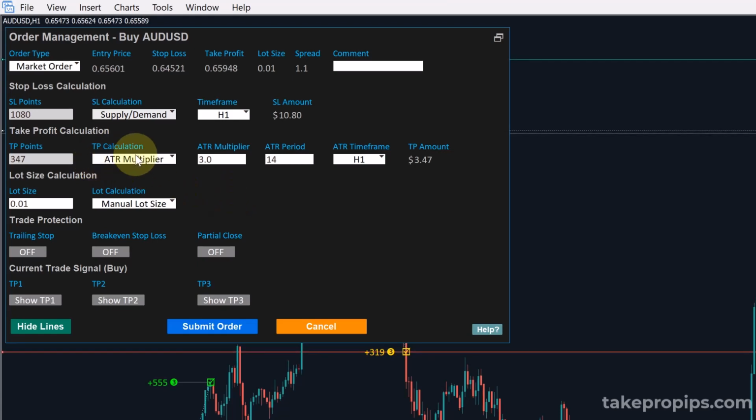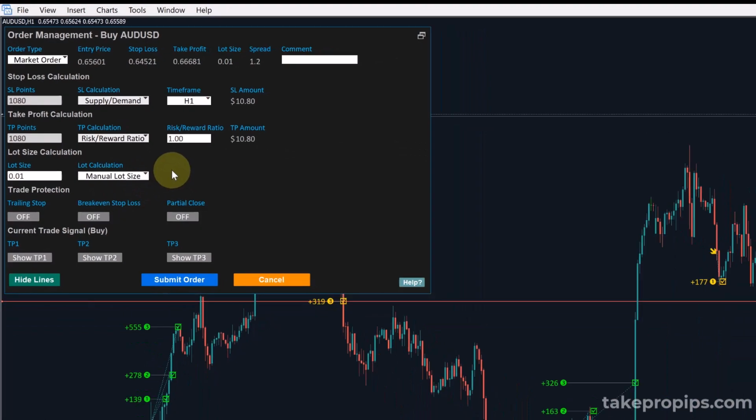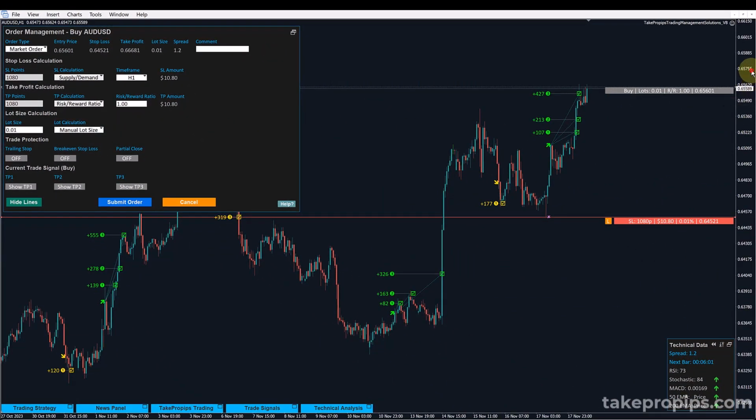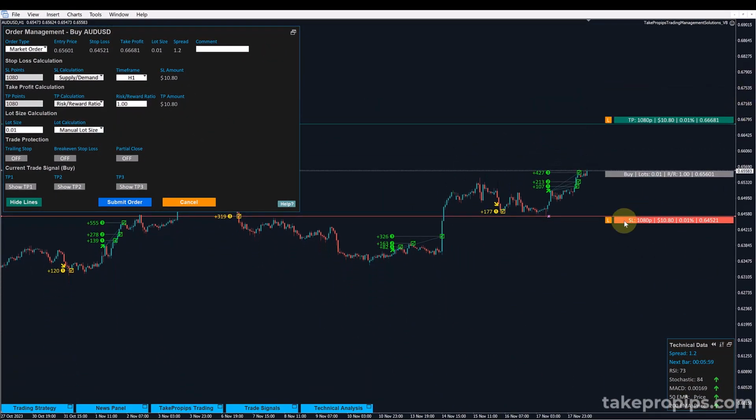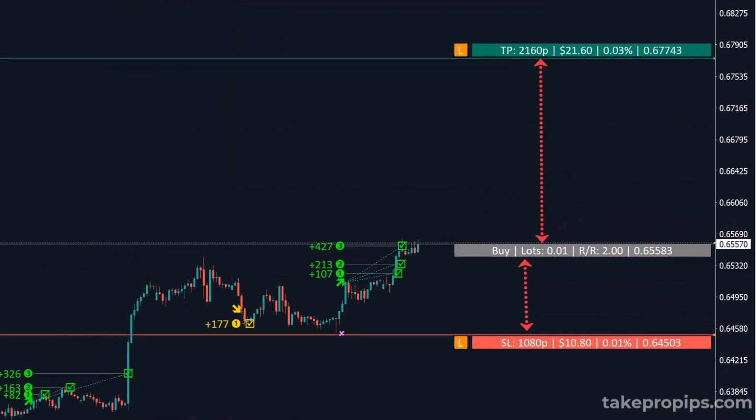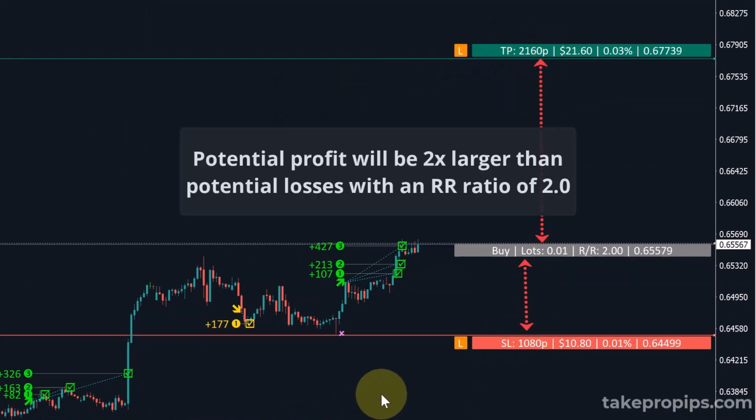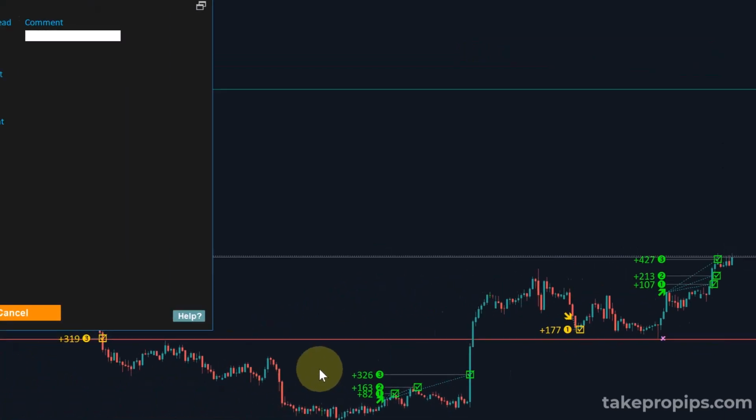Last but not least, we have the risk to reward ratio. This one is all about balancing risk with the potential reward. For example, if you set a risk-reward ratio of 2, it means that your take profit will be twice as large as your stop loss. In simpler terms, your potential profit will be 2 times larger than your potential losses. It's a great way to make sure your potential profits are always more than what you're risking.